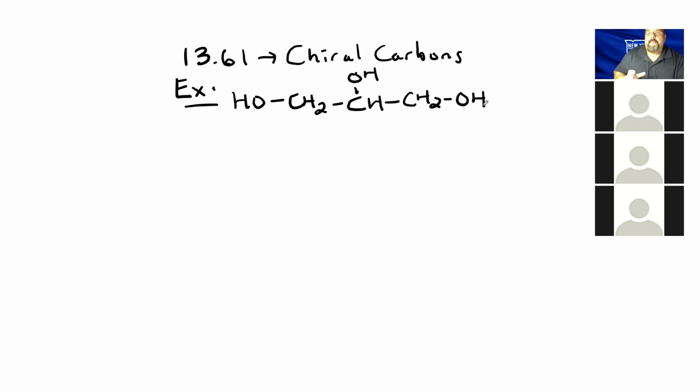Now, based on the idea that in order to have a chiral carbon, you have to have 4 different atoms or groups of atoms attached to that carbon, there are a couple of shortcuts that you can hopefully remember that will allow you to eliminate some carbons very quickly. For example, CH3 carbons and CH2 carbons are never chiral.